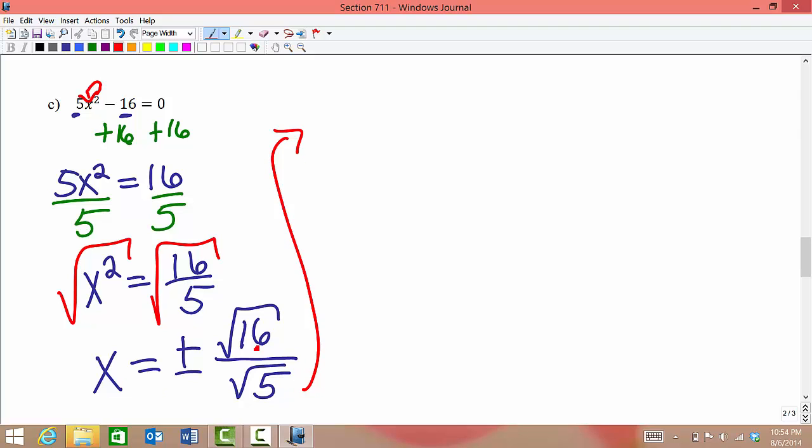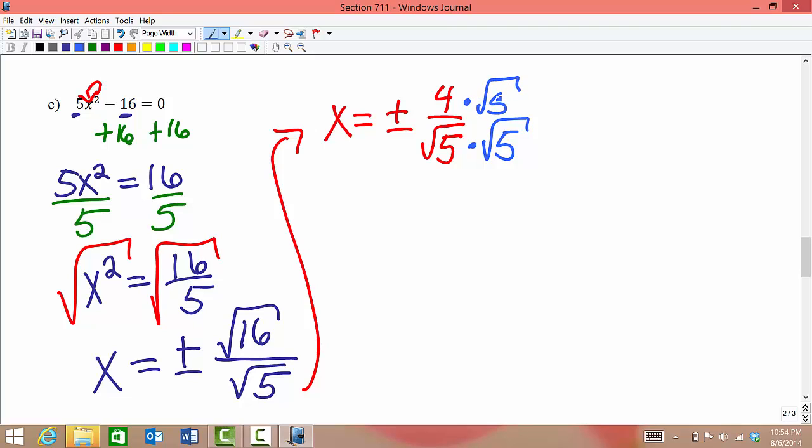We want to simplify our radicals. The top is the square root of 16, and that is 4. And the square root of 5 would just be the square root of 5. So we separate, simplify, and now we want to rationalize. In order to get rid of that radical in my denominator, I will multiply the top and the bottom by the square root of 5.